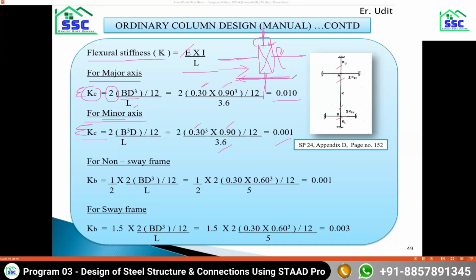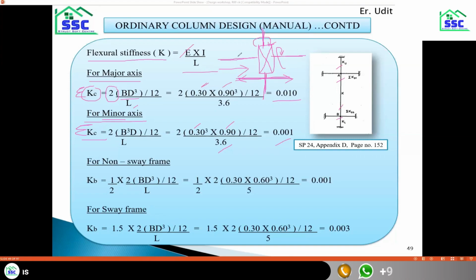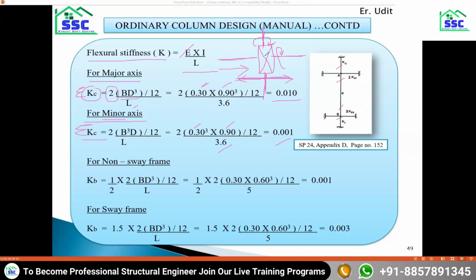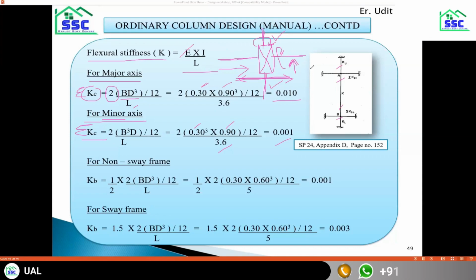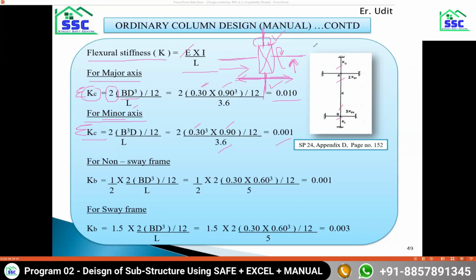my frame in this direction is active, right? My frame in this direction is active, so it will still be the flexural stiffness of the beam considering the depth D, right? And when there is lateral load in this direction, my beams in this vertical direction will be active, and hence while calculating the flexural stiffness of the frame, the effective depth of the beam will still be D cube only.